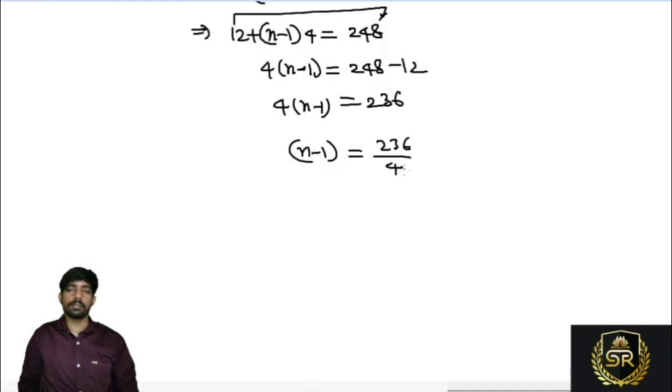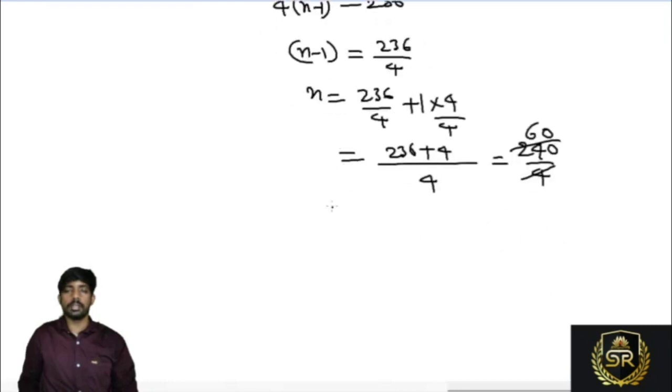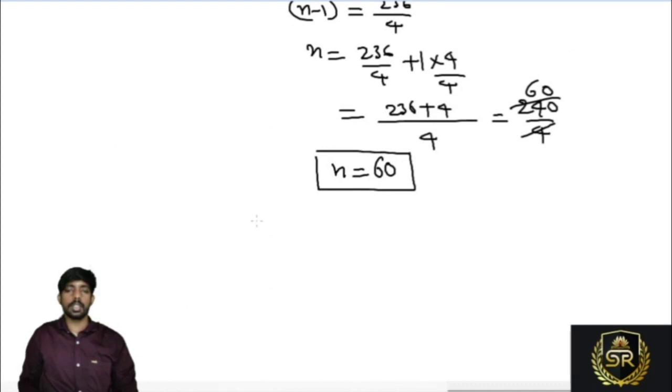Next, bring this minus 1 to the right hand side, it will become plus 1, right? 236 by 4 plus 1. Do the LCM, you have 4 by 4, so 236 plus 4, which is 240, by 4. 4 sixes are 24, therefore n is equal to 60. Here in total we have 60 terms, therefore 60 multiples we have.